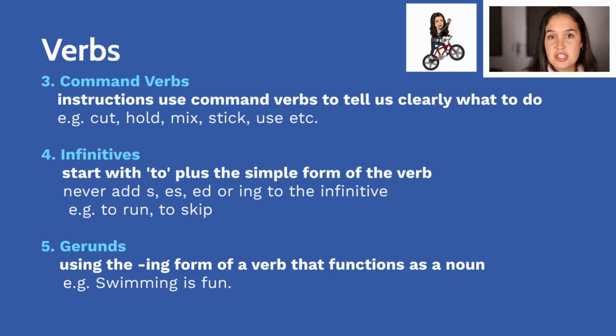Number 5, gerunds. Gerunds are formed using the ing form of the verb that functions as a noun. For example, swimming is fun. Usually swimming would be a verb, but in this case, with swimming at the beginning of the sentence, using the ing form of the verb, it has turned into a noun, making this type of sentence a gerund.